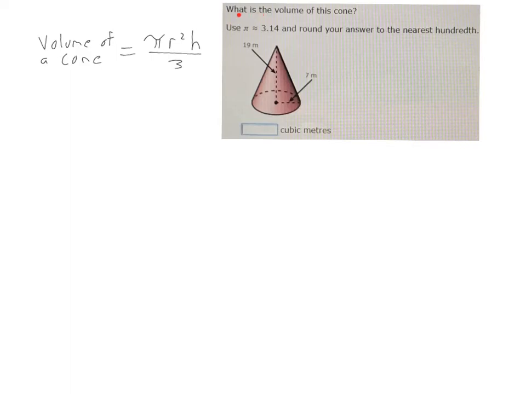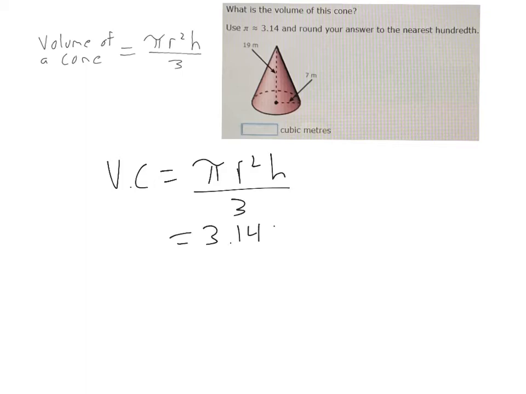So the example question says, what is the volume of this cone? Use pi equals approximately 3.14 and round your answer to the nearest hundredth. So let's write down what we know. Volume of a cone equals pi r squared h divided by 3. So pi is 3.14 times our radius. We can see that right here. From the outside of the circle into the middle is 7 meters.